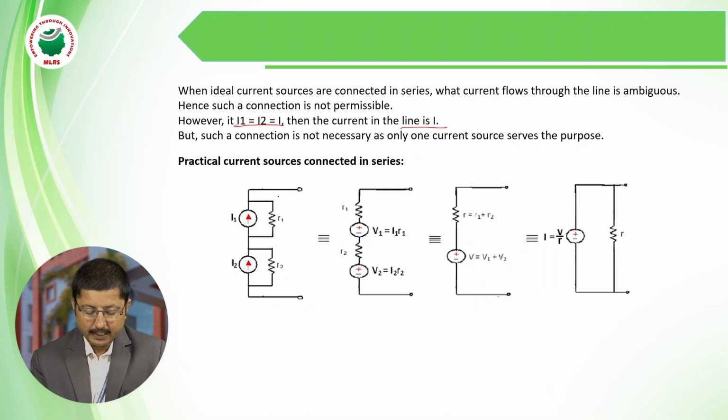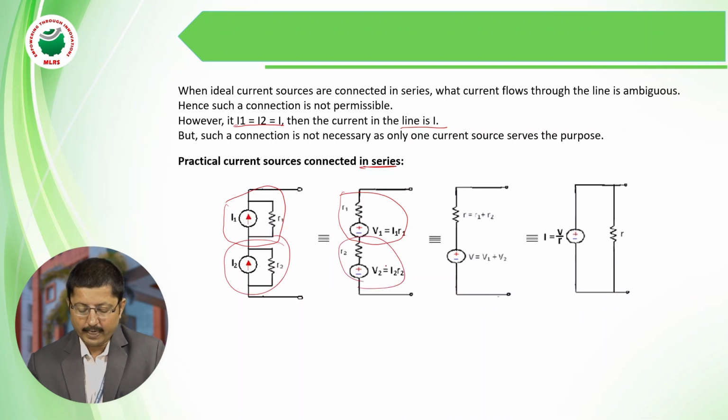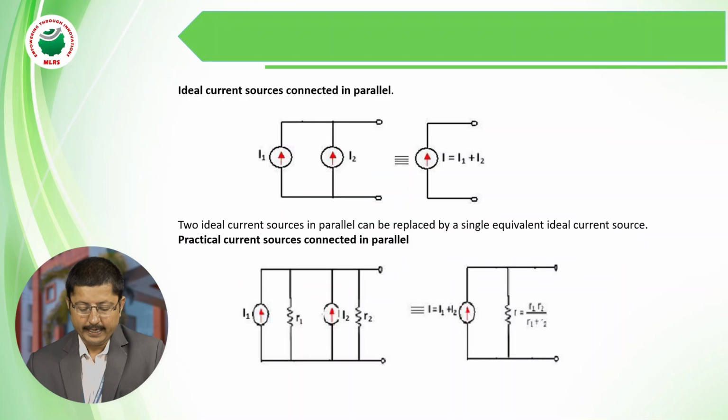Similarly, for practical current sources connected in series, we first convert each current source into an equivalent voltage source. Again we add up these two voltage sources. These are two practical voltage sources connected in series, as in the first case. So voltages are added and resistances are also added. Finally, we convert this voltage source into a current source.